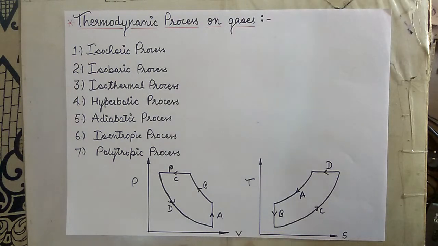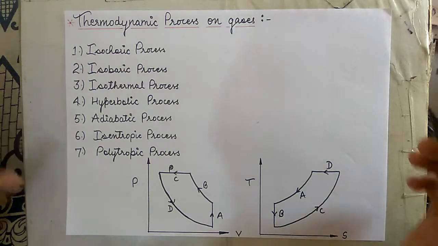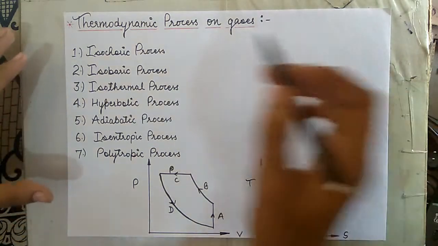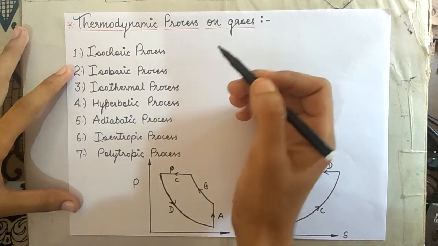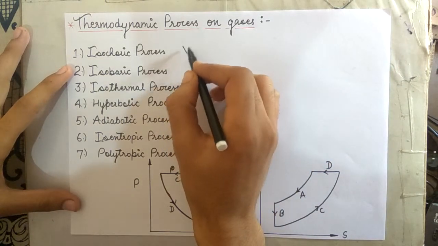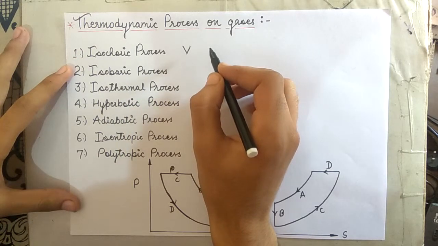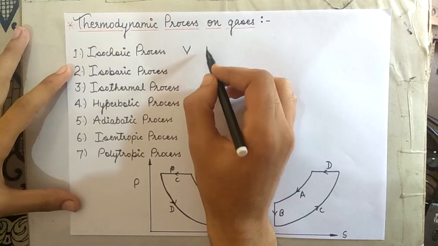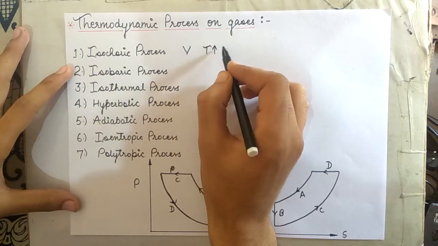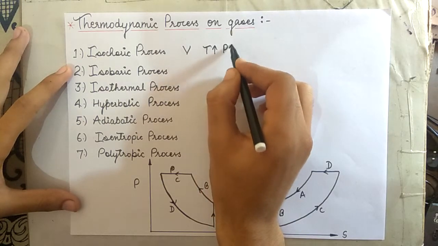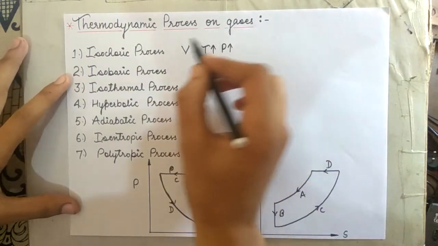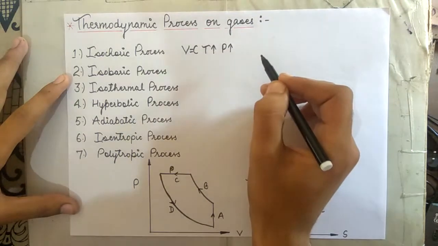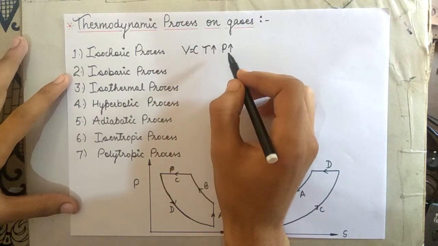Today in this video you will learn different processes on gases. So let's start from isochoric process. Isochoric process is the process in which volume remains constant, and when a gas is heated, its temperature will rise as well as pressure.